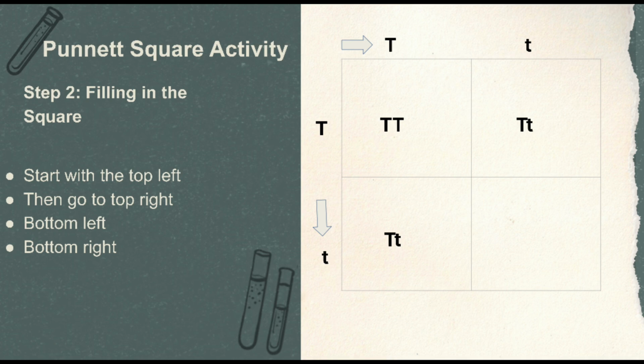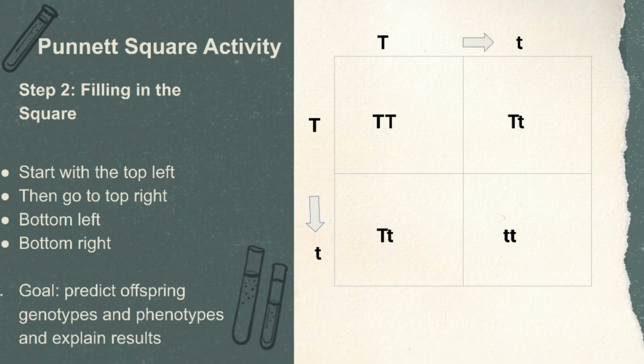I make my way over to the bottom left, and that gives me the combination of capital T and lowercase t again. And lastly, I do the bottom right, which are my lowercase t's, which give me a combination of lowercase t and lowercase t.